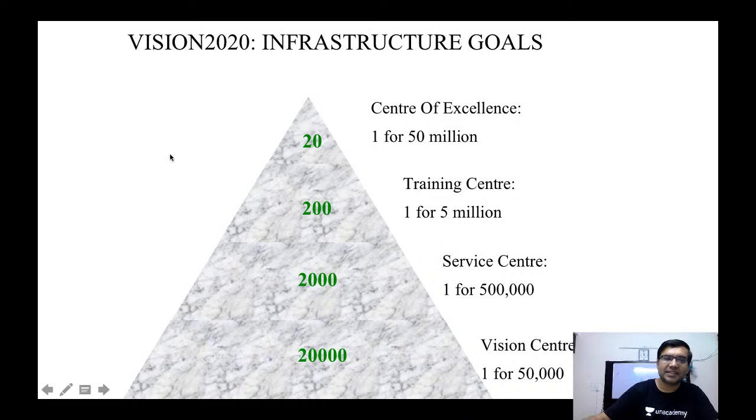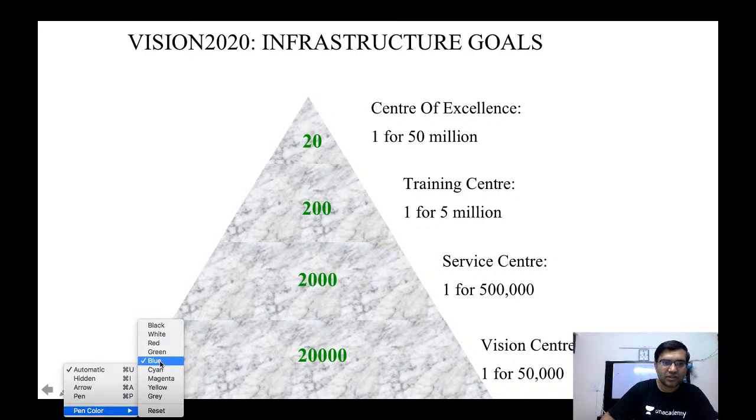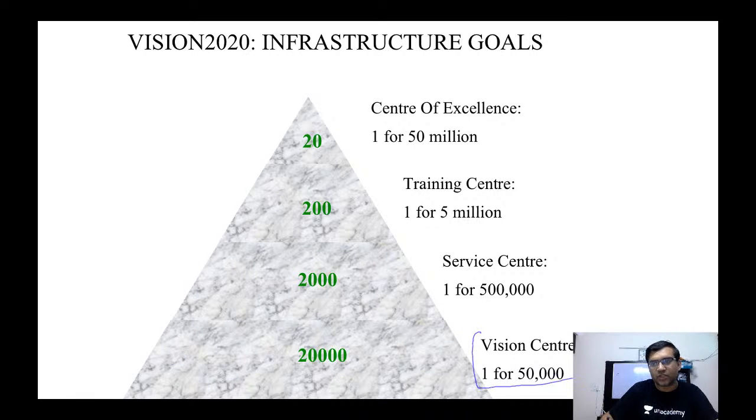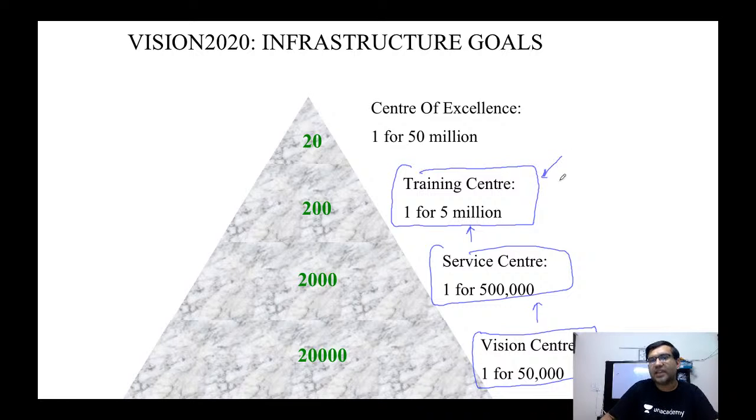Please remember this pyramid. This pyramid is basically telling you that there should be at least one vision center for 50,000 population. Okay, and one service center. So 10 vision centers refer their patients to one service center, like a district eye hospital. Then 10 district eye hospitals or 10 upgraded CHCs send patients to a training center, let's say a regional institute of ophthalmology.